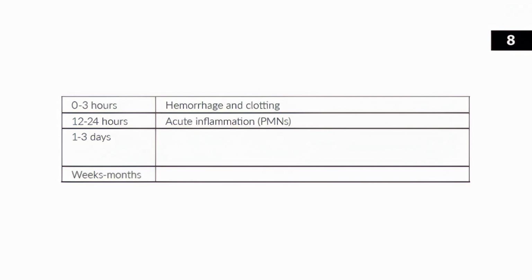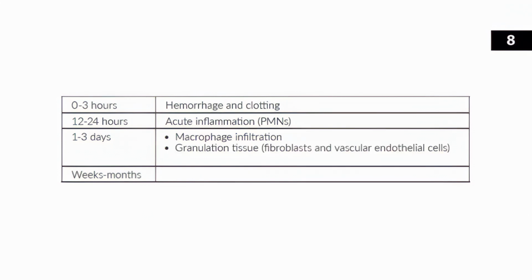Then on days 1 to 3, you have 3 overlapping things going on. The neutrophils are being replaced by macrophages, which come in and clean things up and clear out all the cellular debris. You have granulation tissue being formed, with fibroblasts coming in and laying down collagen, and vascular endothelial cells coming in to reestablish the blood supply.